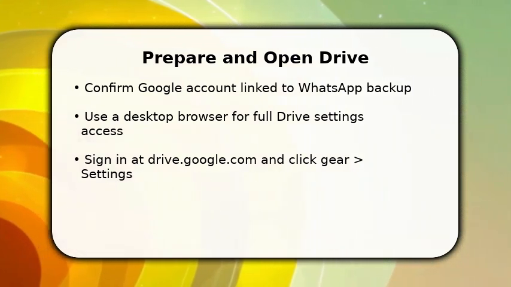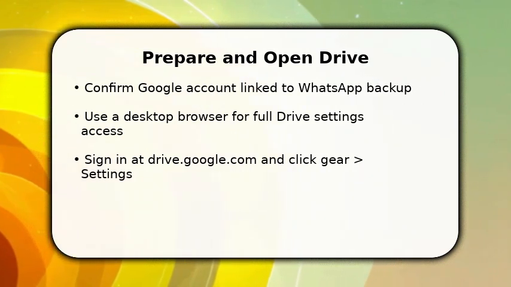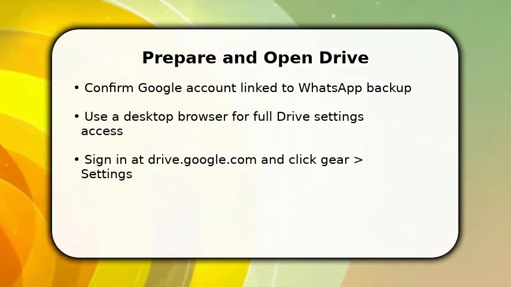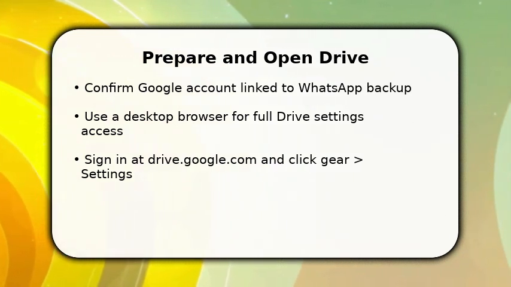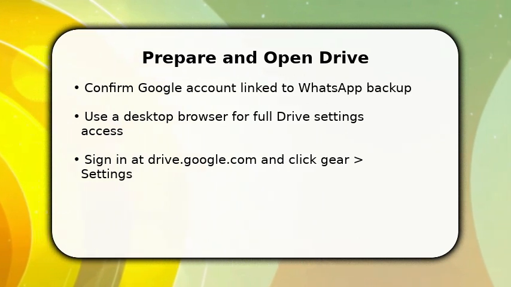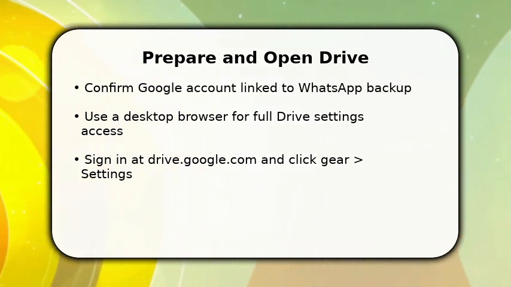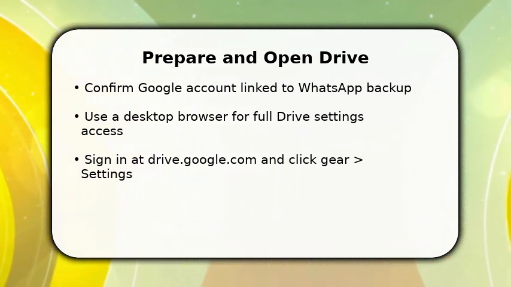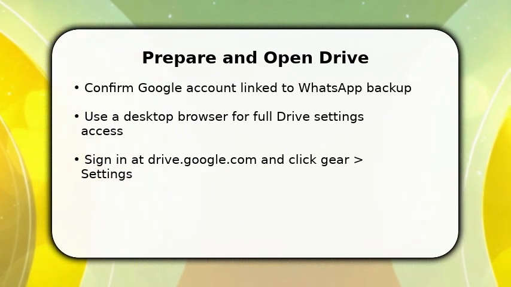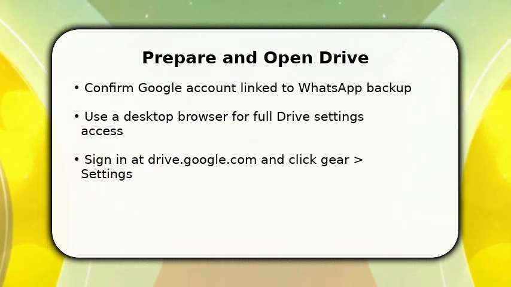You begin by confirming the exact Google account that stores WhatsApp backups, because removing a backup from the wrong account won't free space. Once signed into Drive, Google.com on a desktop browser, go to the gear icon and open Settings to ensure you have full controls. This step avoids app-limited views. Make sure you're using the account where WhatsApp created the backup, and proceed to the next menu. This is the first actionable move to locate hidden app backups.